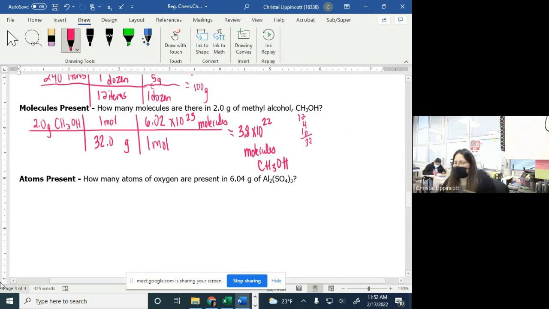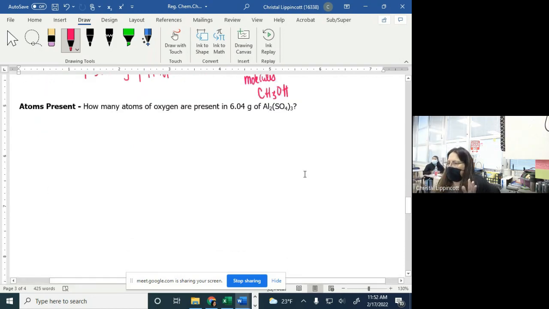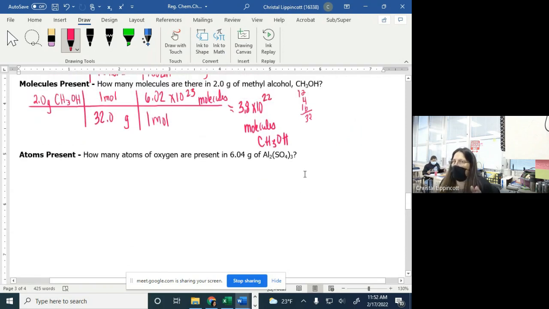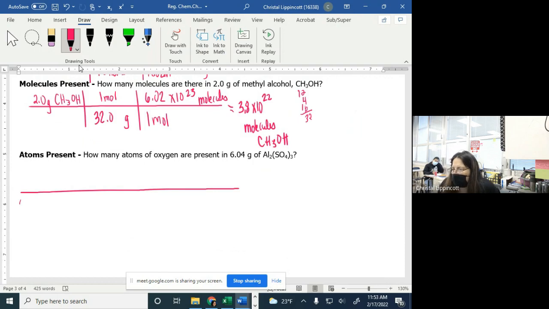So the next one I think is where the dimensional analysis really kind of comes into play and really, really helps you out. So when you're working on a problem like this, I think dimensional analysis is really, truly your friend here. So if you've been using the dimensional analysis route, this is going to be great for you. So here we have a 6.04 gram sample of Al2(SO4)3.